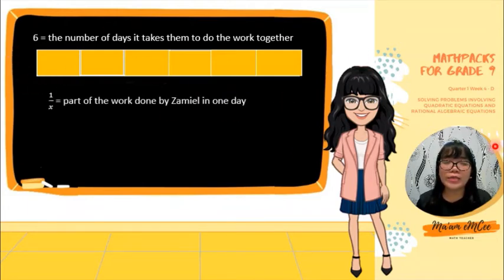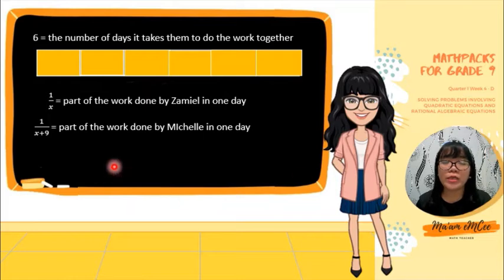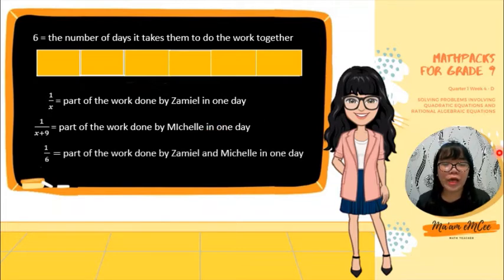So 1 over x is the part of the work done by Zamiel in 1 day. If Zamiel can finish a job in x days, then each day Zamiel will be finishing 1 over x part of the work. And as for Michelle, that is 1 over x plus 9. So 1 over x plus 9 is the part of the work done by Michelle in 1 day, because x plus 9 is the number of days it will take Michelle to finish the same job working alone. And 1/6, of course, is the part of the work done by Zamiel and Michelle together in 1 day.